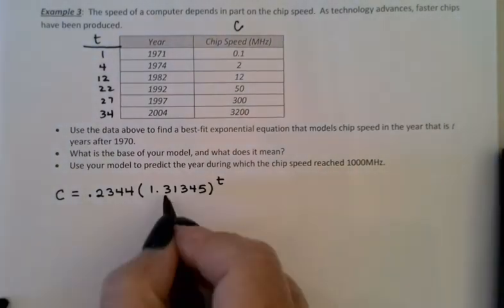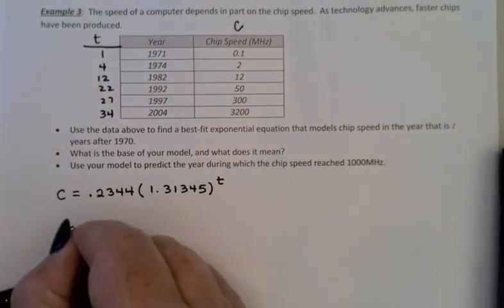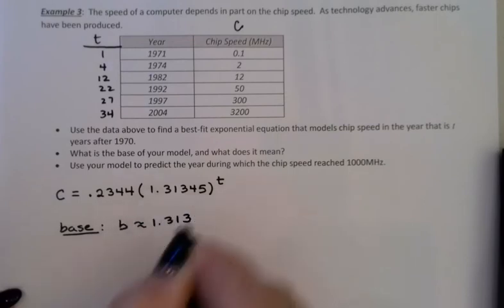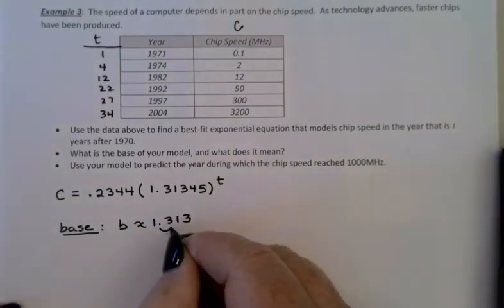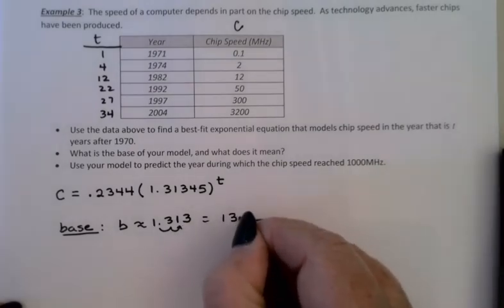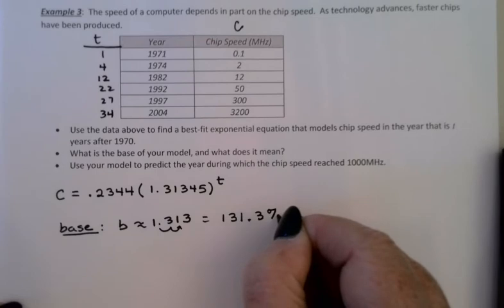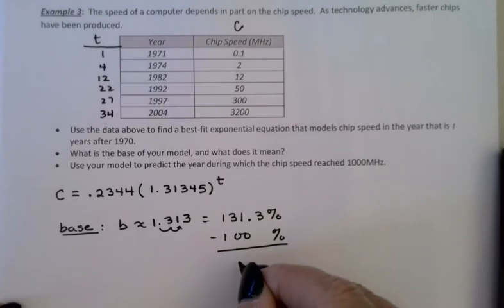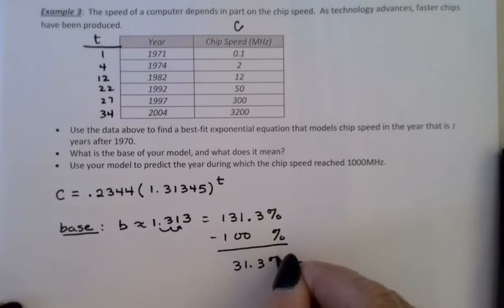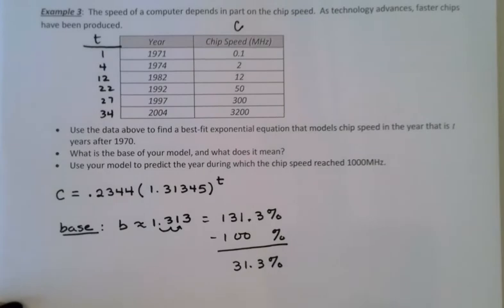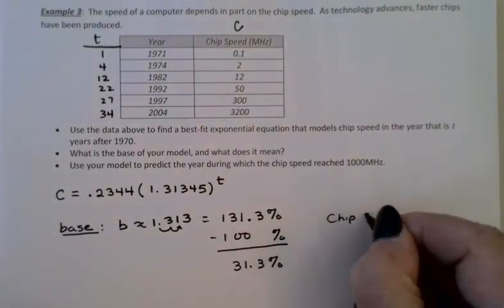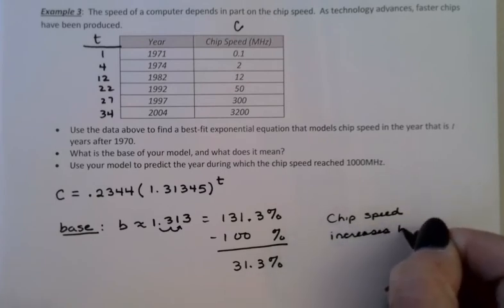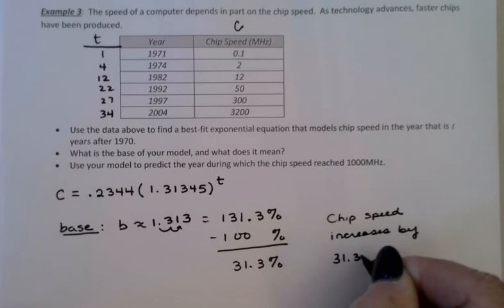What is the base? Our base B is about 1.313. And in terms of what it means, if I think of that as the percentage, 131.3%, subtract the 100% that we start with, and we see a positive or an increase of 31.3%. So the chip speed increases by 31.3% per year.